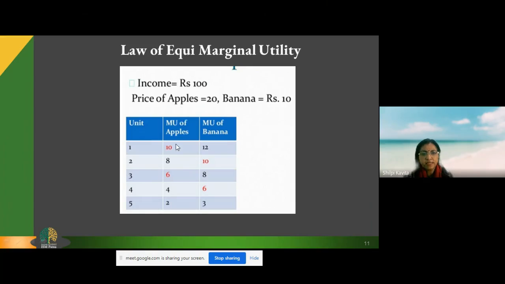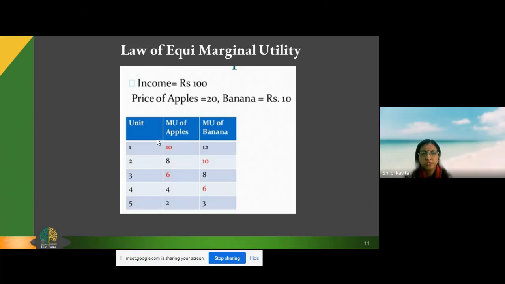Now we'll take the instance of all three cases and calculate whether the income of 100 rupees is being spent. If we take the example of 1 unit of apple and 2 units of banana, the consumer is spending only 20 rupees on apple plus 20 rupees on banana, that is 40 rupees. In the second instance, the consumer is consuming 2 units of apple, that is 40 rupees, and 3 units of banana, that is 30 rupees. 40 plus 30 is equal to 70, but the consumer's income is 100.